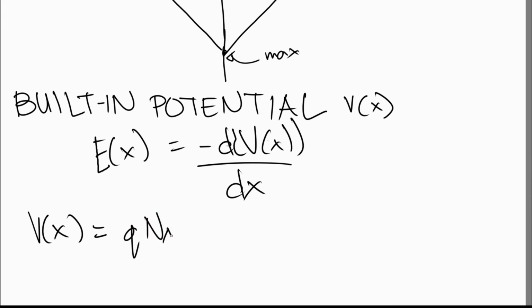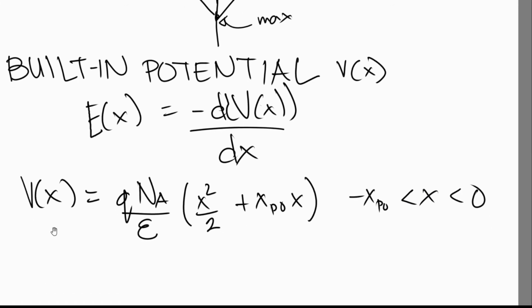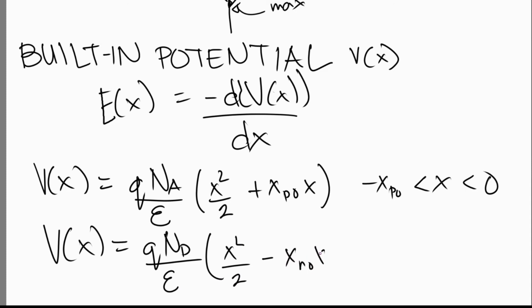So integrating this with respect to x, we get V of x is equal to q N_A over epsilon times x squared over 2 plus x p naught x. This is for negative x p naught less than x less than 0, so this is for the p-type region. For the n-type region, we have V of x equal to q N_D over epsilon times x squared over 2 minus x n naught x. This is from 0 to x n naught.